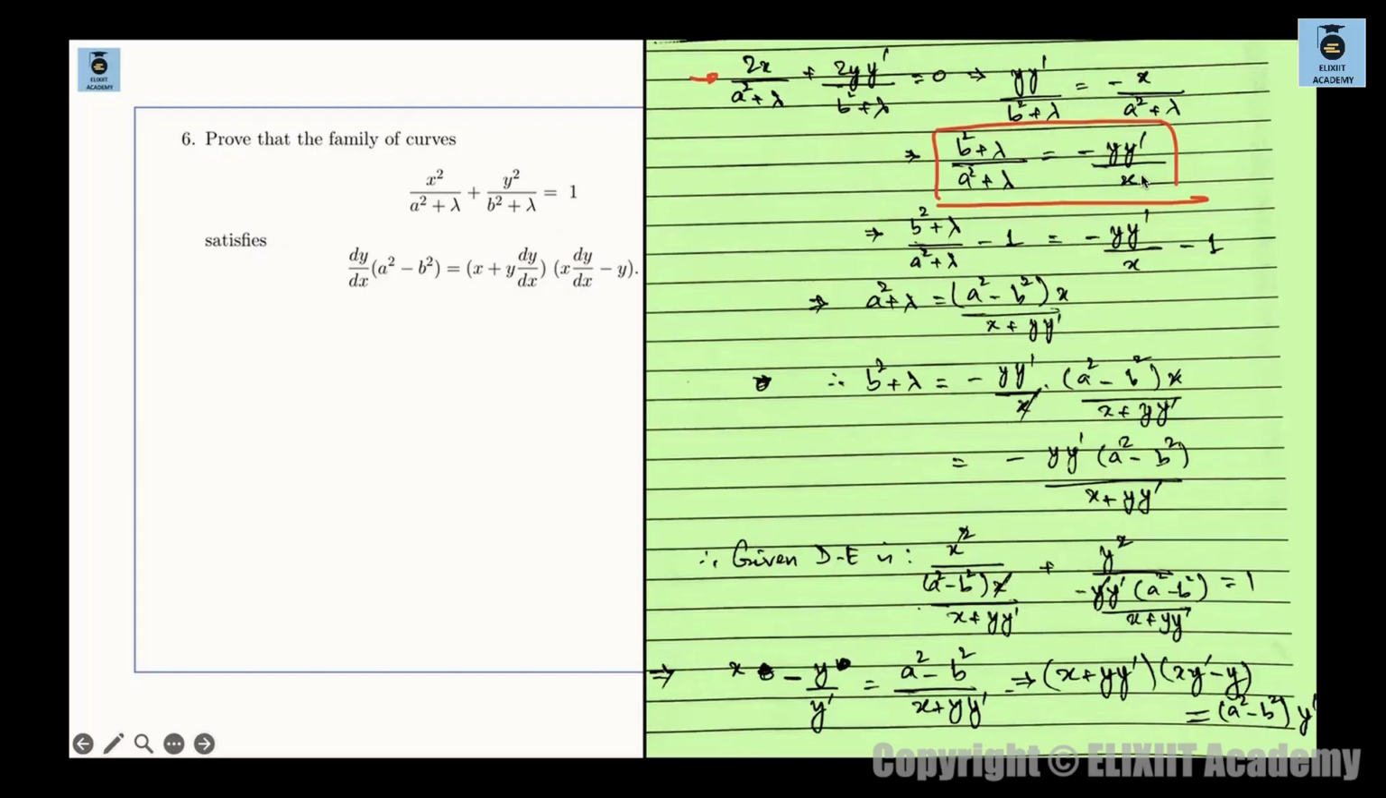Now we have to eliminate lambda. After rearranging the terms we are getting b square plus lambda upon a square plus lambda is minus y y dash divided by x. Now lambda is stuck in the numerator as well as in the denominator. So I'm subtracting 1 on both sides just to remove this lambda. This will become b square plus lambda minus a square minus lambda, so lambda will cancel out. b square minus a square is remaining in the numerator.